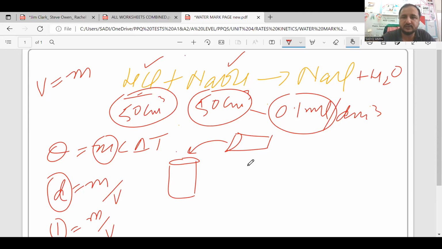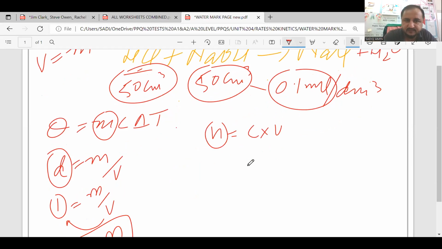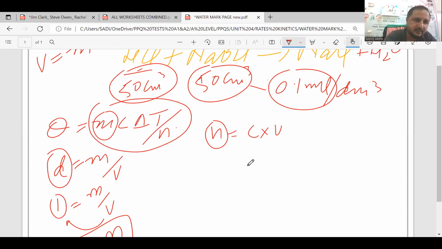So now moving on to the concentration part, which is given there for sodium hydroxide. n = C × V. I'm going to apply this to find the number of moles, which I'll be needing. Q = mcΔT, divided by n, will give me ΔH then.